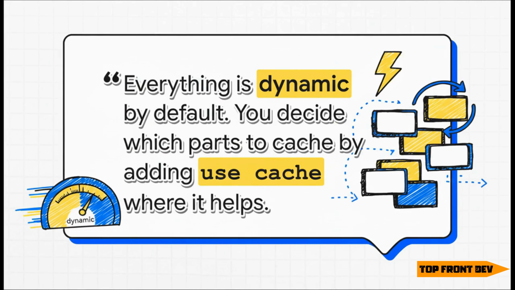If you only remember one thing from all of this, let it be this right here. This is the new philosophy. Everything is dynamic by default. You, the developer, then strategically add use cache to the pieces that will actually benefit from being static. The control has completely shifted from the framework to you.